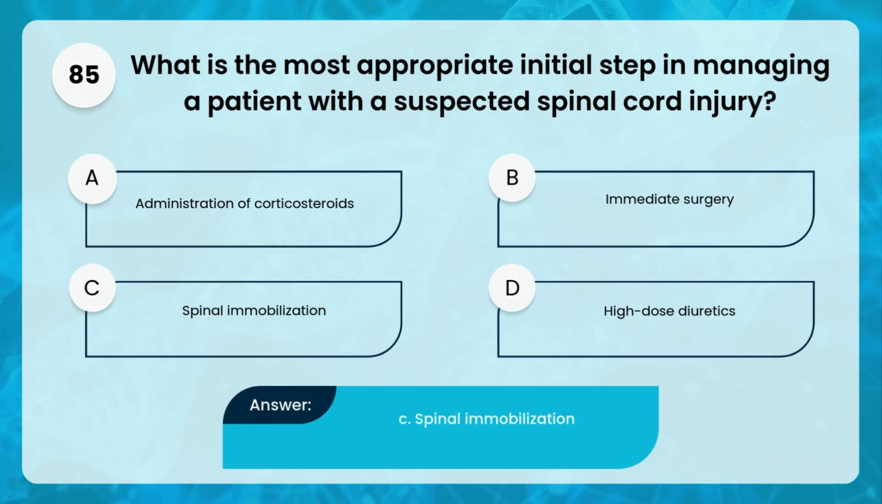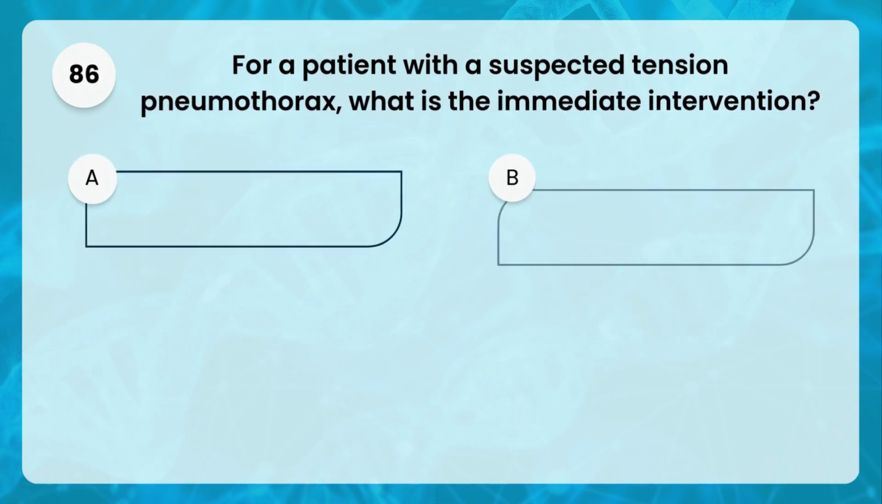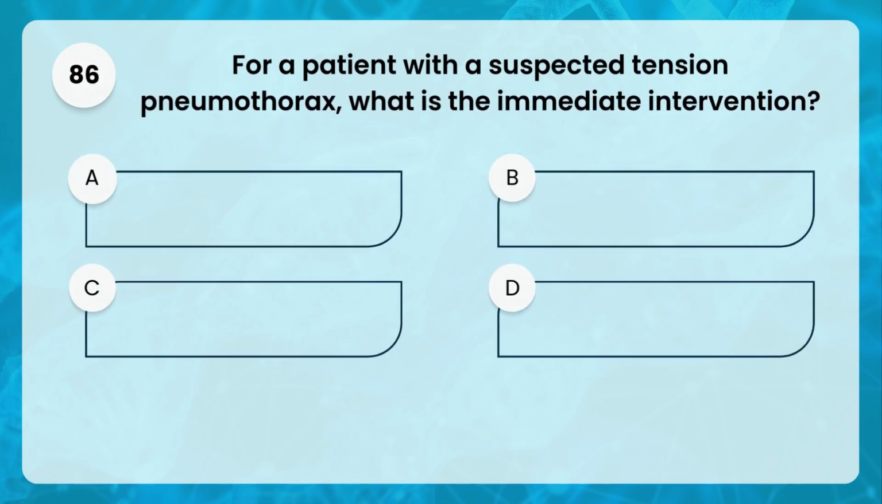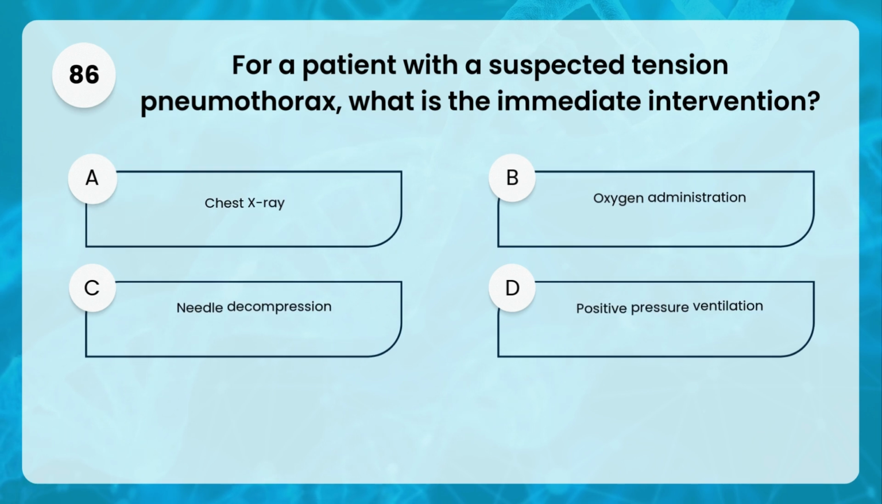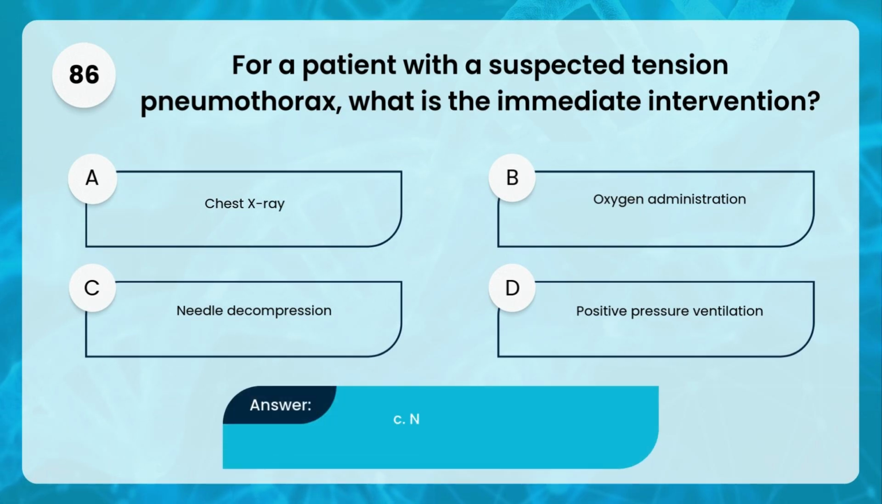Spinal immobilization. Number 86. For a patient with a suspected tension pneumothorax, what is the immediate intervention? A. Chest X-ray. B. Oxygen administration. C. Needle decompression. Or D. Positive pressure ventilation. The answer is C.